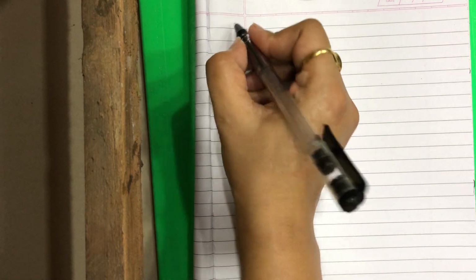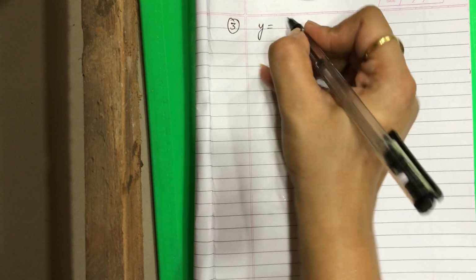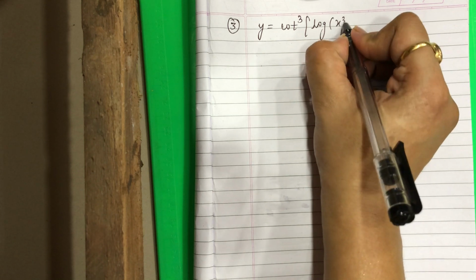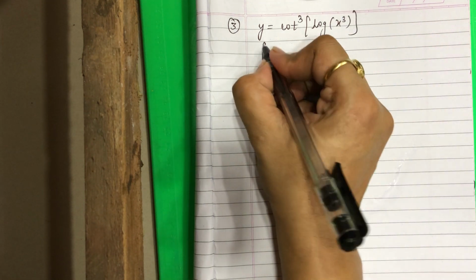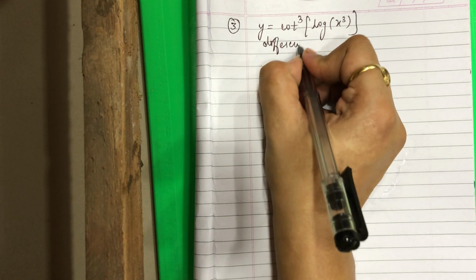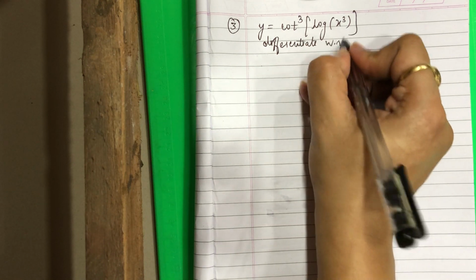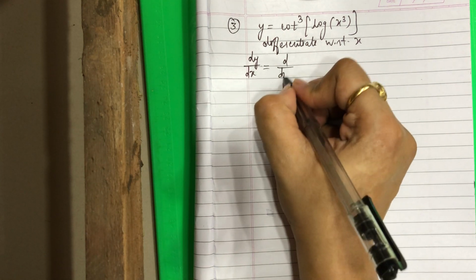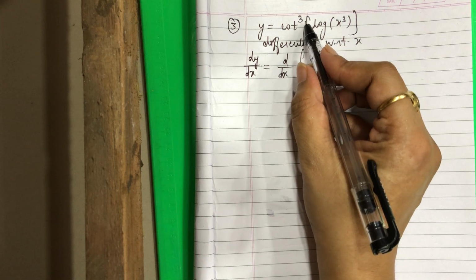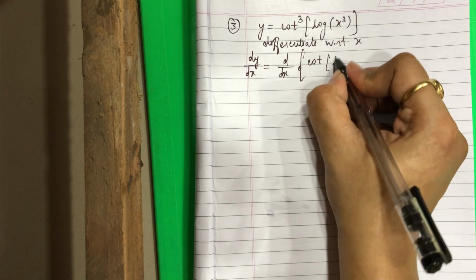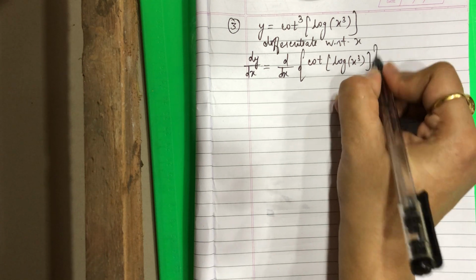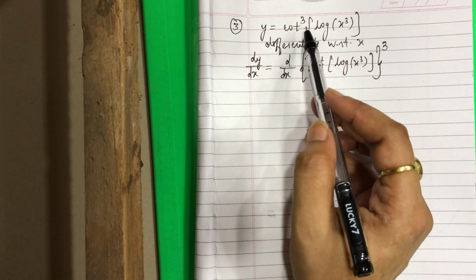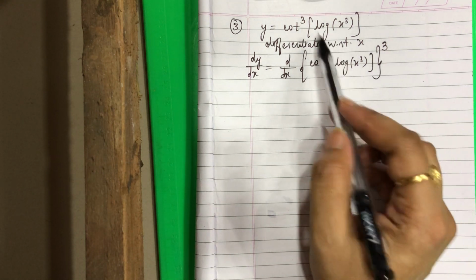Taking one more problem for the same. Third is y is equal to cot cube log of x cube, bracket close. Differentiate with respect to x. dy by dx is equal to d by dx of bracket. This cot cube can be written as cot log of x cube, bracket close, whole power 3. This means the same. Either you are writing cot cube or whole cube, that means the same.